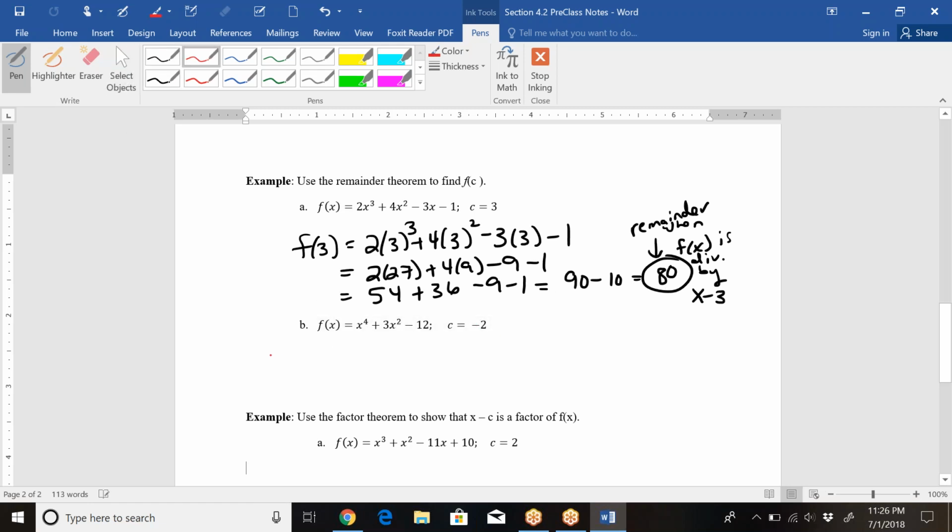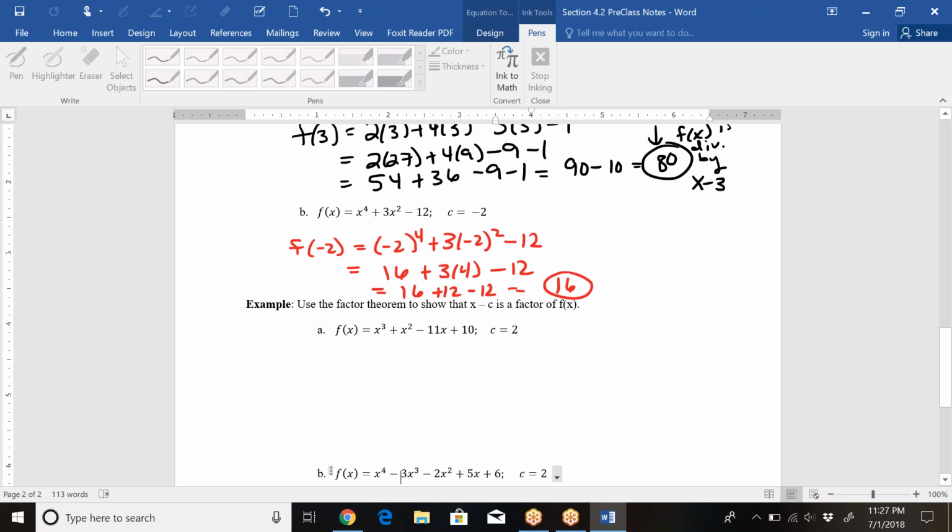If we're looking for the remainder here, we would do f of negative 2 equals negative 2 to the 4th plus 3 times negative 2 squared minus 12. Negative 2 to the 4th is positive 16 plus 3 times 4 minus 12. That's 16 plus 12 minus 12. The 12s cancel, so we just get a remainder of 16.